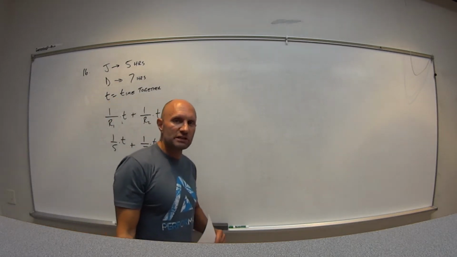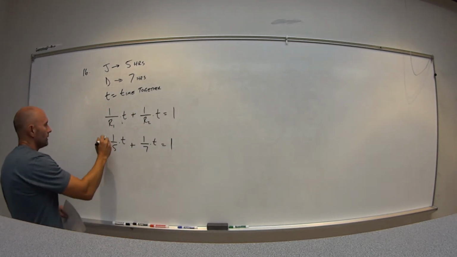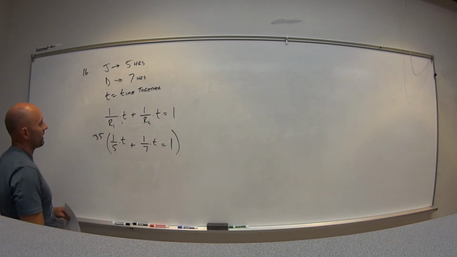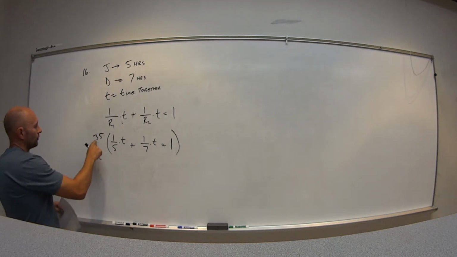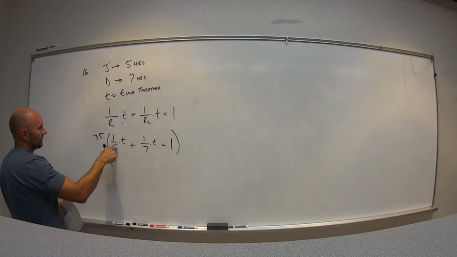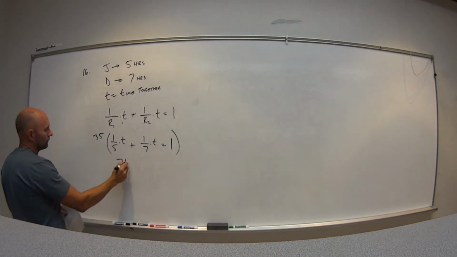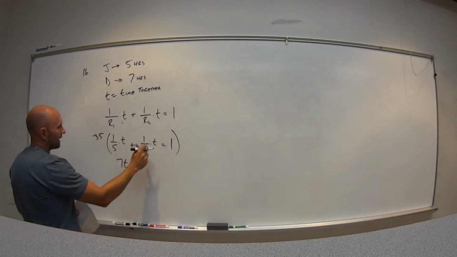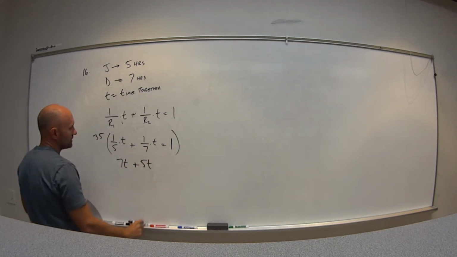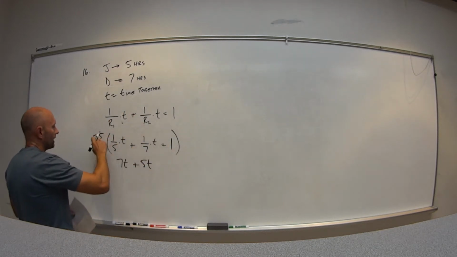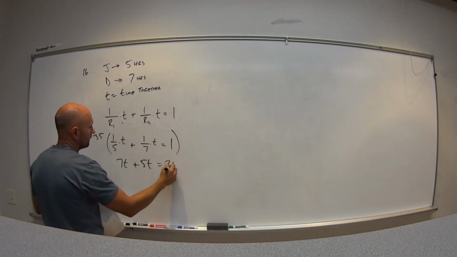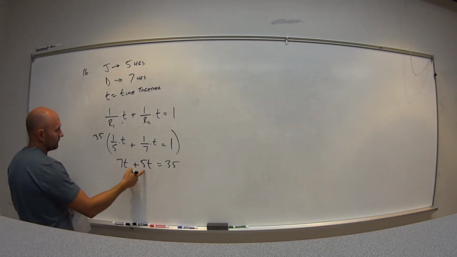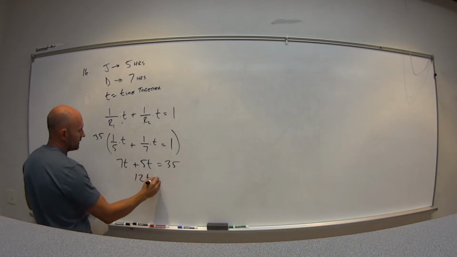We need to solve for T. So I can multiply this whole thing by the LCD, which is 35. So 35 cancels with 5 gives me 7, so I have 7 times T for the first term. 35 cancels with 7 gives me 5 times T, so I get plus 5T. And don't forget the other side. 35 times 1 is 35. Add these together. 7T plus 5T is 12T.